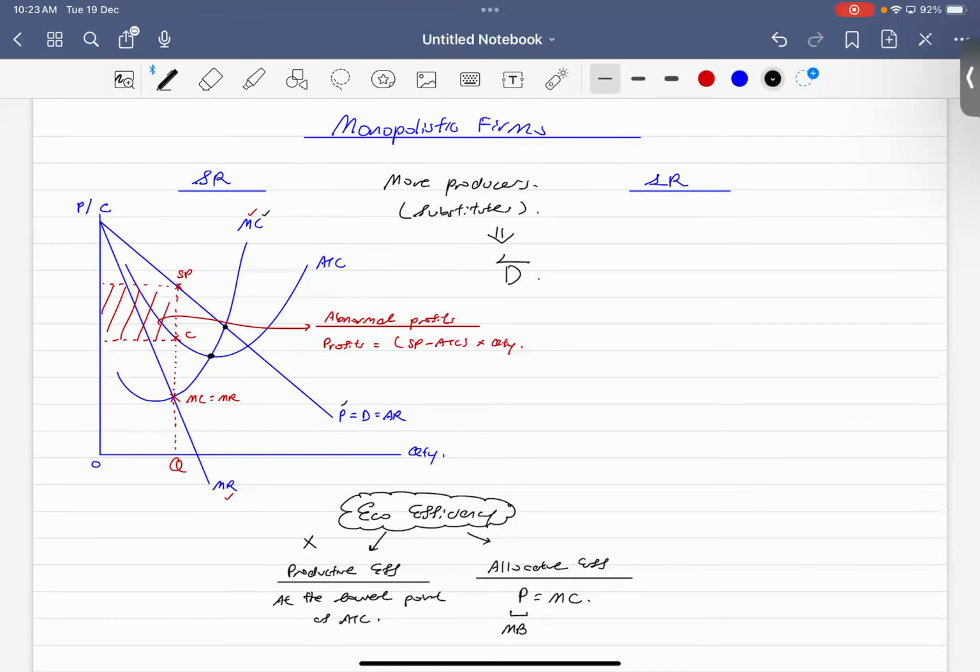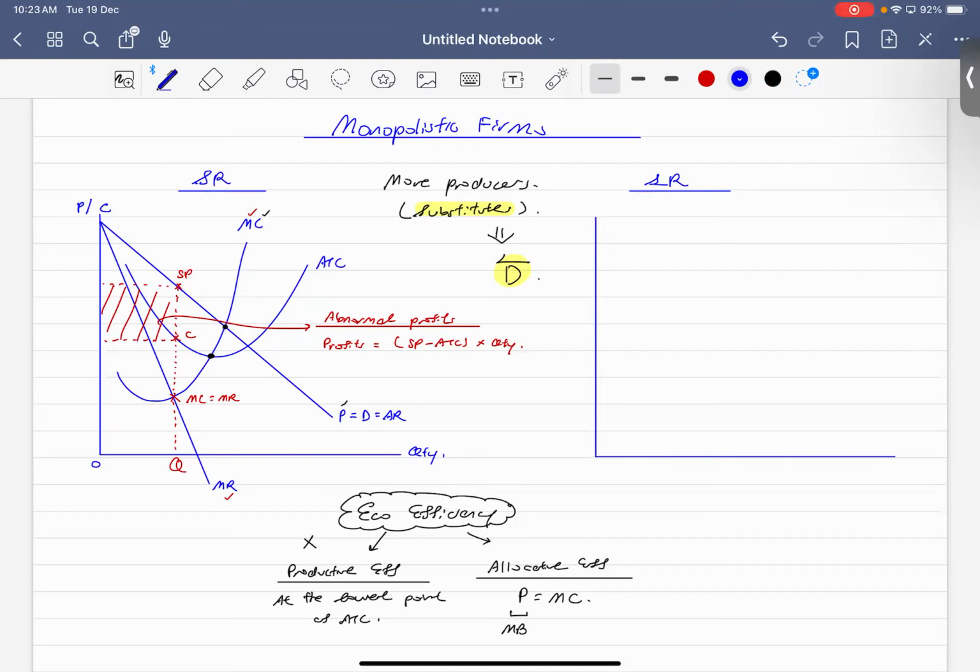Because there will be less demand towards your products, as consumers have more choices, more variety of substitutes. So the demand towards your product will become less. Because of the greater availability of substitutes, the demand curve will shift leftwards. So in the long run, the demand curve will shift leftwards, and let's see how it ends up.